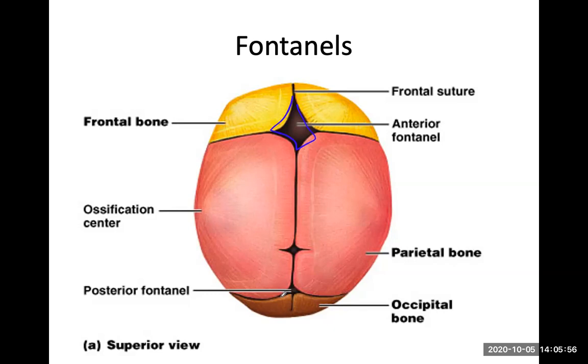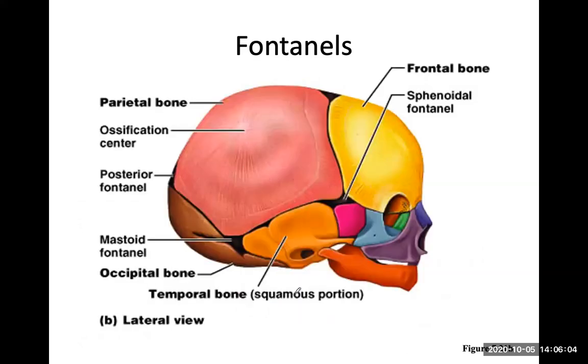Now, we have one in the back, which is much smaller. This is between the parietal bone and the occipital bone, called the posterior fontanelle. You have two on the side. One right here sits superior to the sphenoid bone, which is this one, called the sphenoid fontanelle. And then right here, in the baby, you don't actually have the mastoid process formed, but it would have been sitting right here. So this one is called the mastoid fontanelle. So there are four fontanelles in children: anterior, posterior, sphenoidal and mastoid.